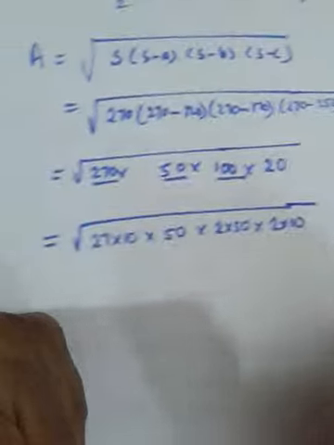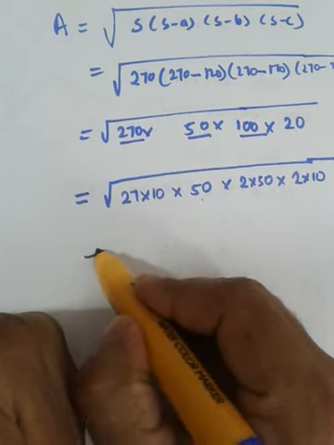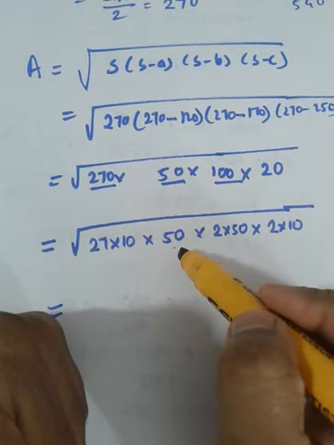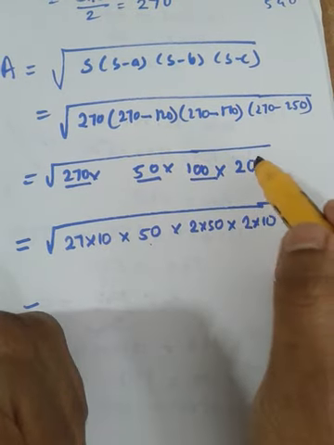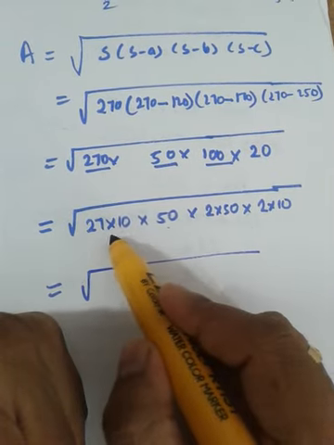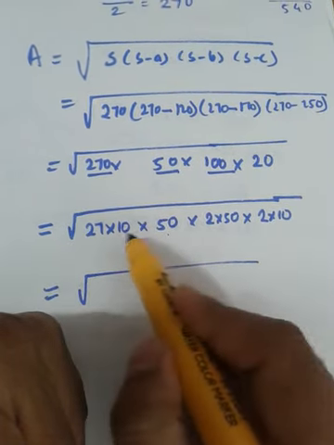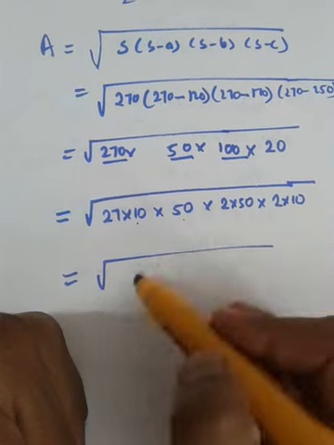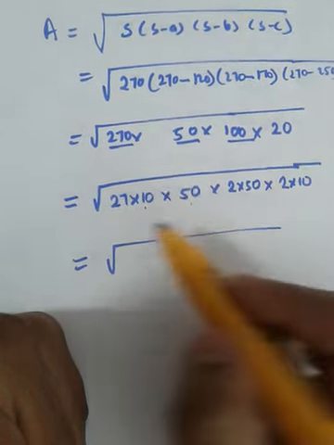You know what will happen in the next step? See, 270 is 27 into 10, because 27 into 10 is 270. 50 I remain as it is. 100 is 2 into 50, and 20 is 2 into 10. I made the presence of two similar terms. You can see here 50 is there, here 50. Here 10, here 10. In that way, when you apply square root, we will get the benefit.